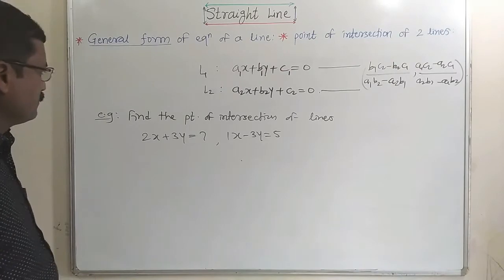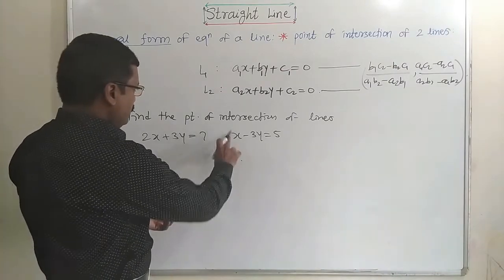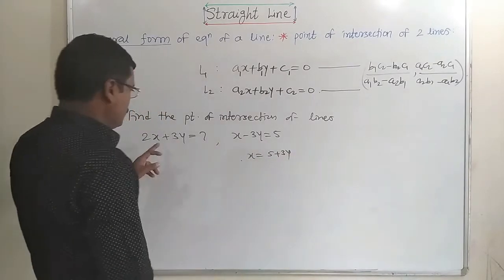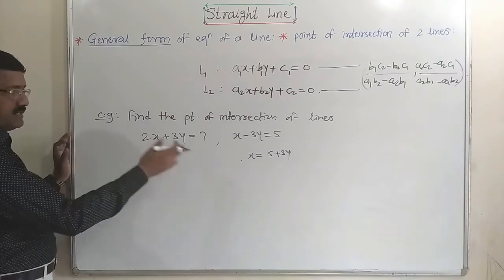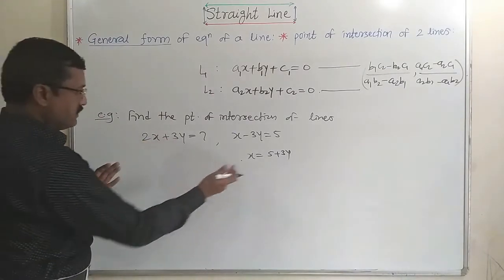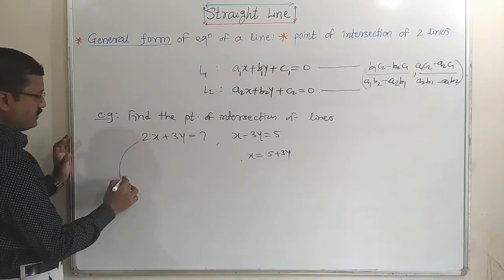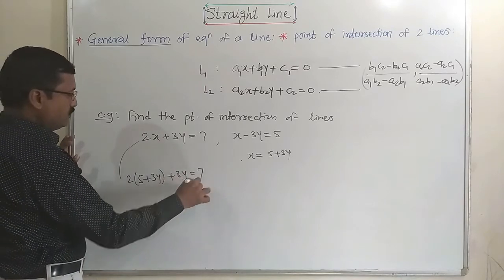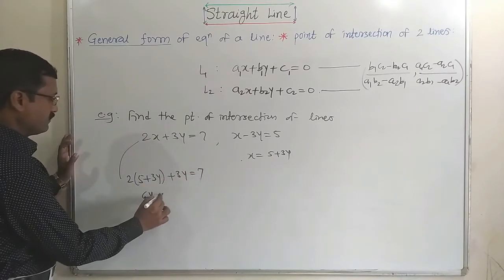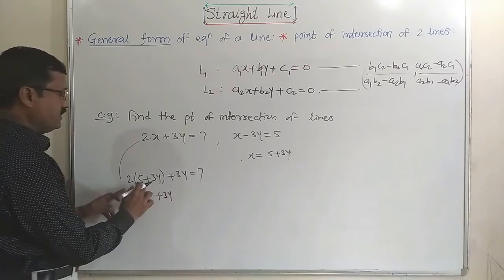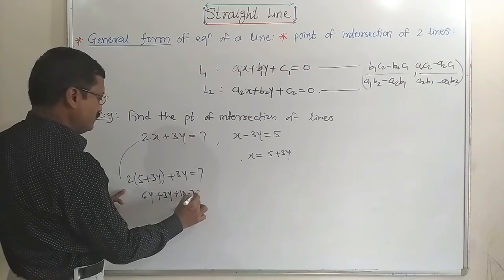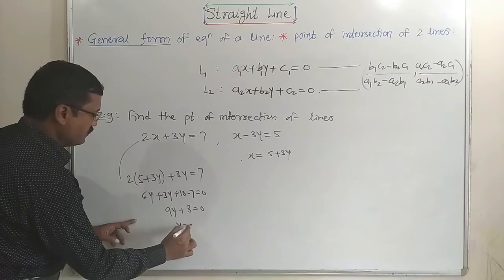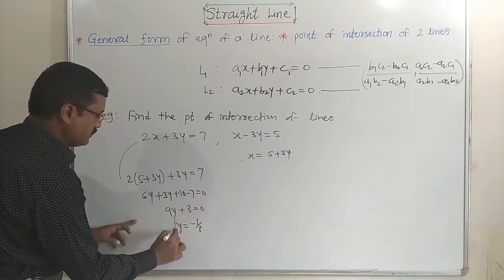For that, what to do? You can use the elimination method. Here the value of x is equal to 5 plus 3y. Because we are solving these two equations simultaneously, we can put this value of x into the other equation. This equation becomes 2 into bracket 5 plus 3y equal to 7. So we get here 6y plus 10 minus 7 equal to 0, that is 9y plus 3 equal to 0. So y equal to minus 1/3. So this is the value of y.